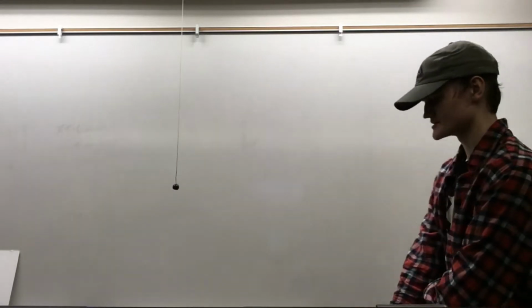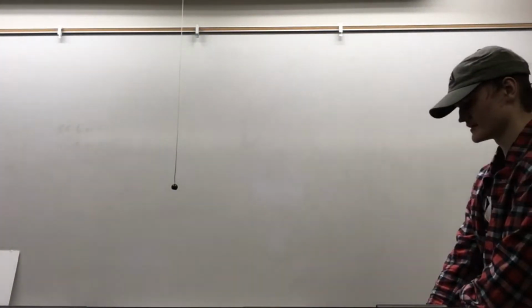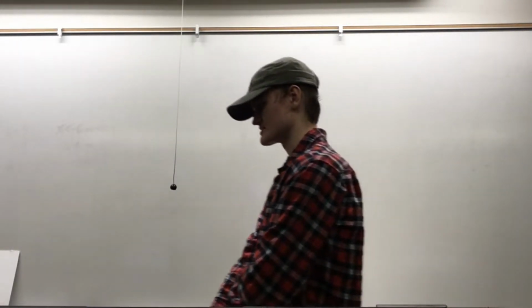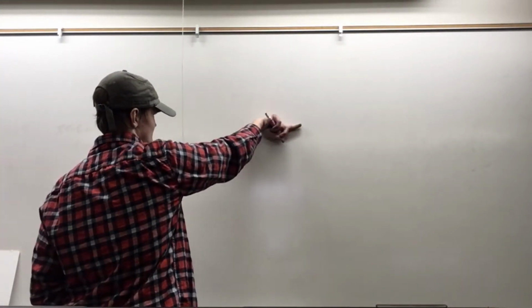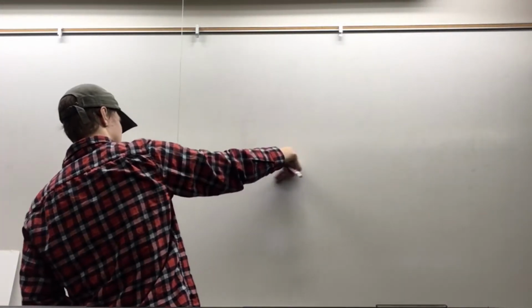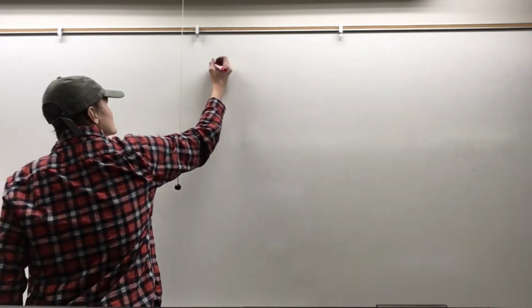So example 2 is just like example 1, same initial conditions, same K value, same mass. The only difference is there is a resistance. For every meter per second that the mass is moving, there is a 1 Newton resistance in the opposite direction. So if it's moving this way, 5 meters per second, there's a 5 Newton resistance. If it's moving this way, 10 meters per second, there's a 10 Newton resistance. So let's write that out.